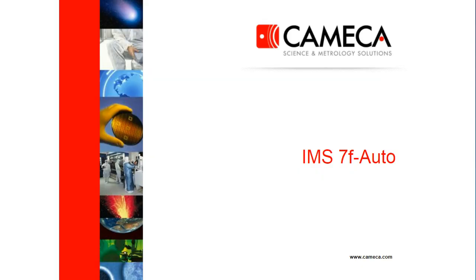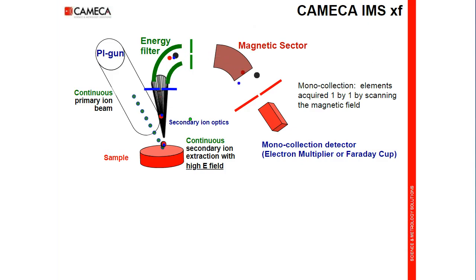A brief introduction now about the IMS7FO2 instrumentation. This sketch shows the operating mode for this type of instruments. The design of the Kamika IMS tools is based on a continuous primary ion beam bombardment, as well as on a continuous secondary ion extraction, DC mode. The DC mode, combined with a strong extraction field for the secondary ions collection, allows to optimize the instrumental transmission and thus to achieve low detection limits.